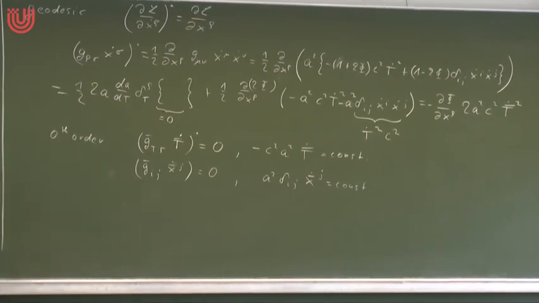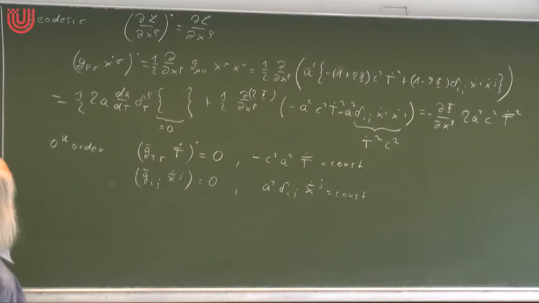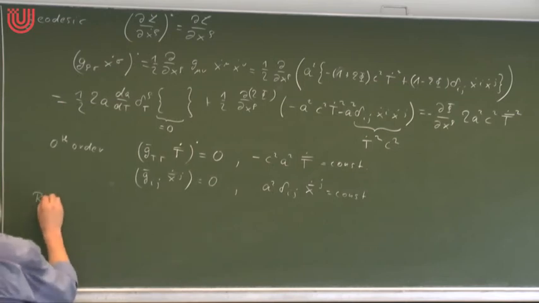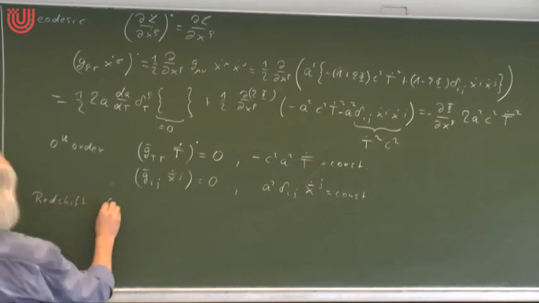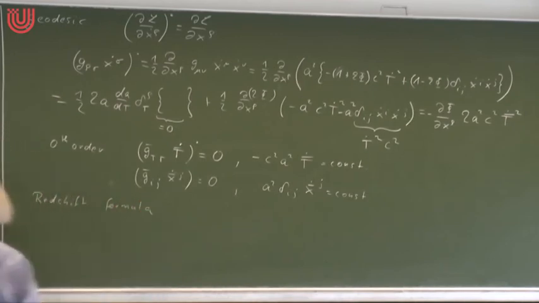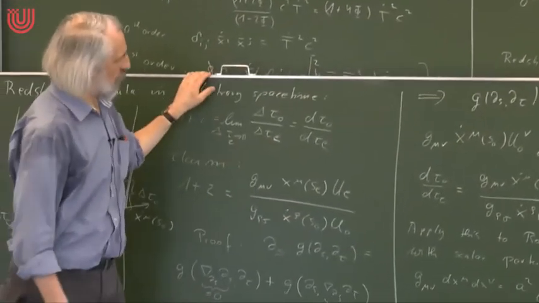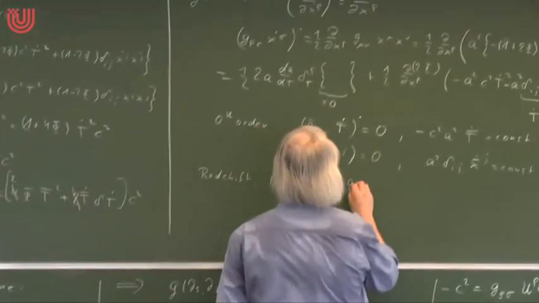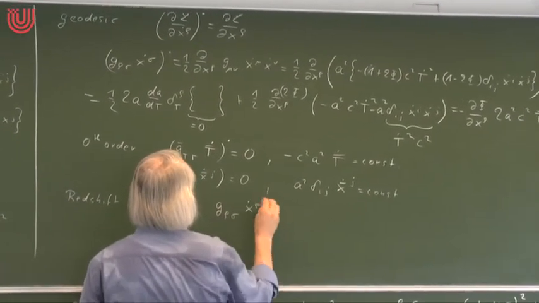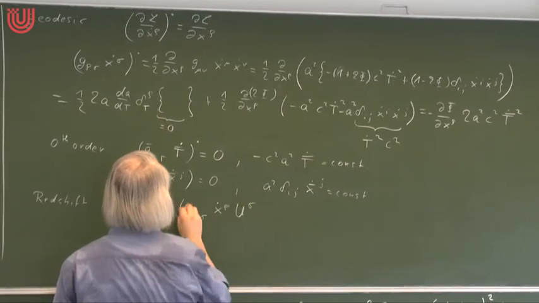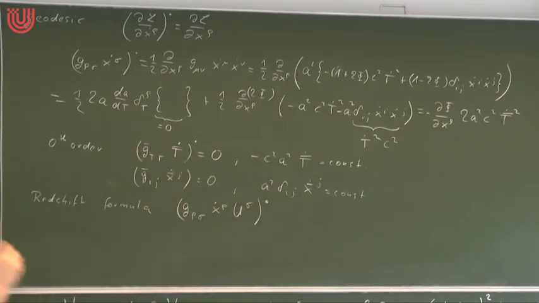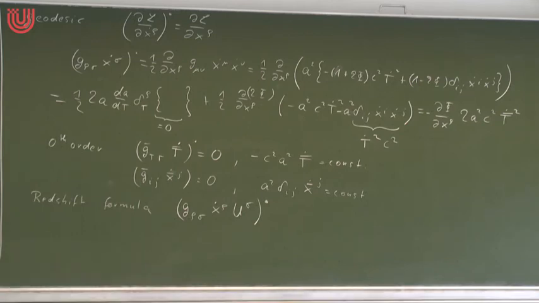So in the perturbed spacetime now, I want to calculate this expression there. Let me see. How do I do this? Yeah, the redshift formula. What do I need for the redshift formula? I need this expression here. So let's calculate it. So let's calculate g_rho sigma x^rho dot u^sigma. And let's see how this changes. This gives the redshift formula.